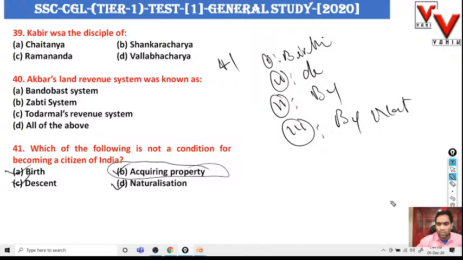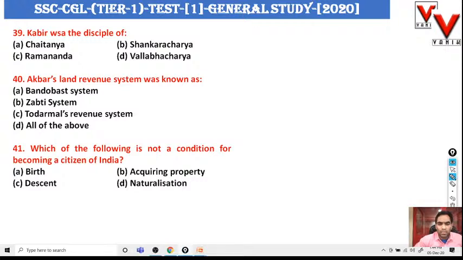So the right answer is B, because they are asking for "not". Not is the keyword. Which of the following is not a condition? Acquiring property is not a condition for becoming an Indian citizen. By acquiring property an individual cannot become a citizen of India. So the right answer is going to be B.